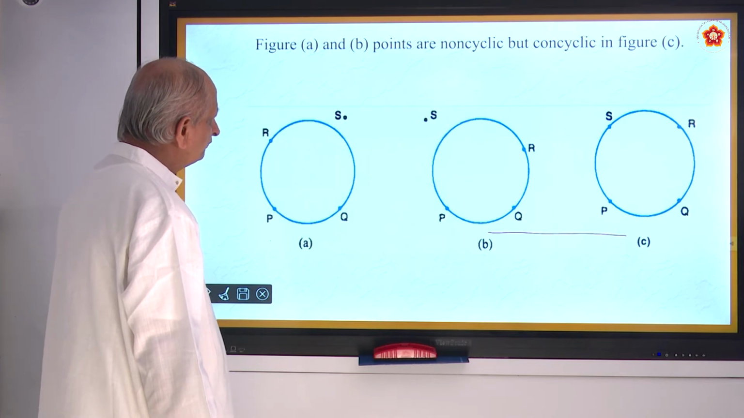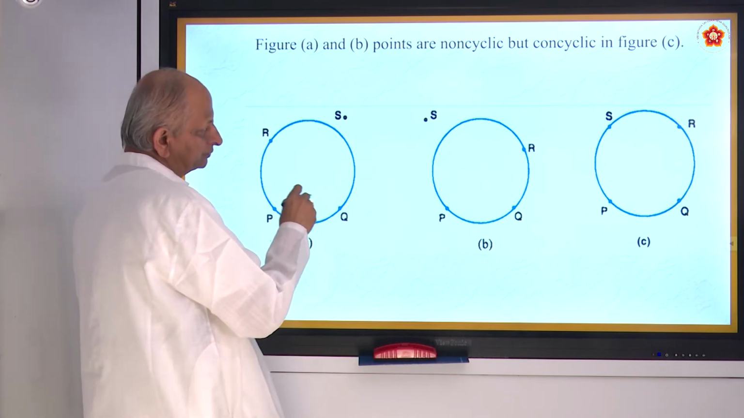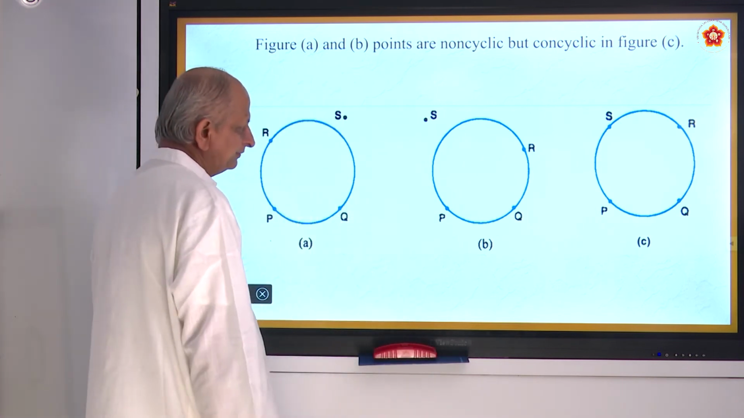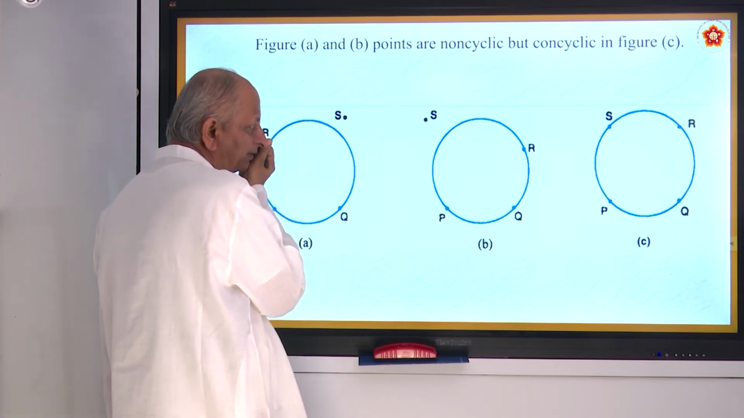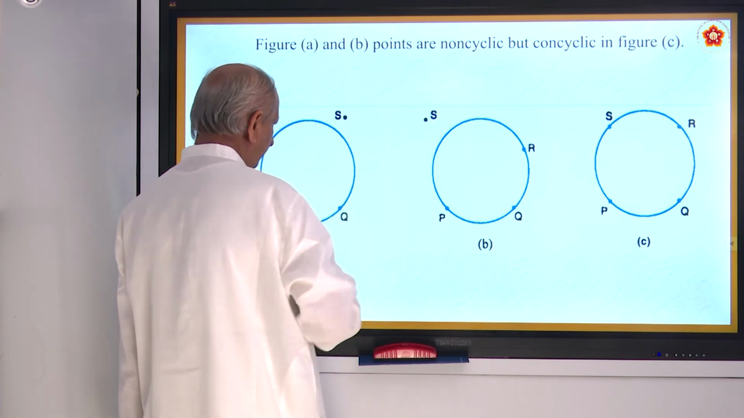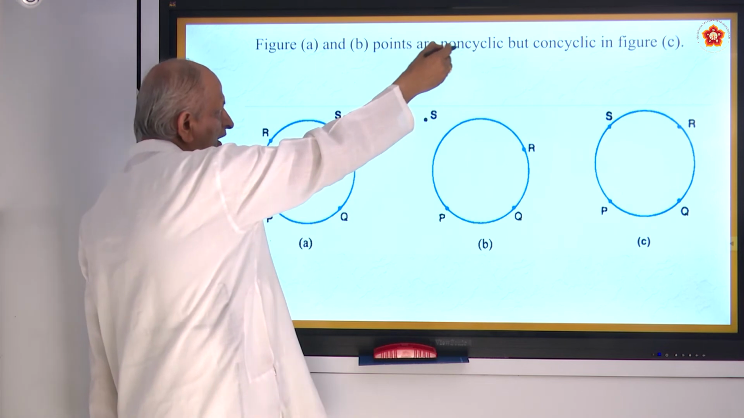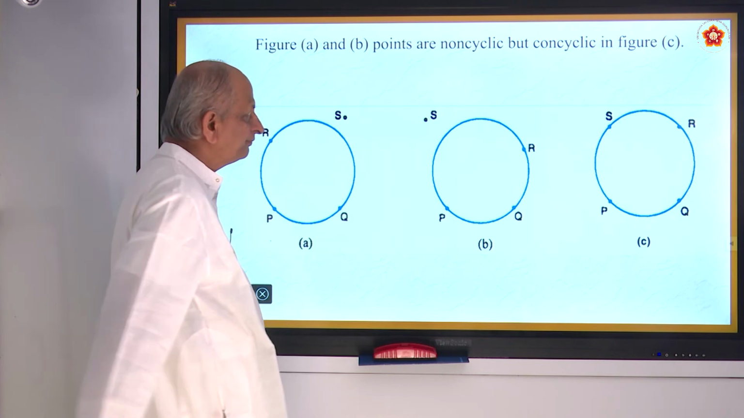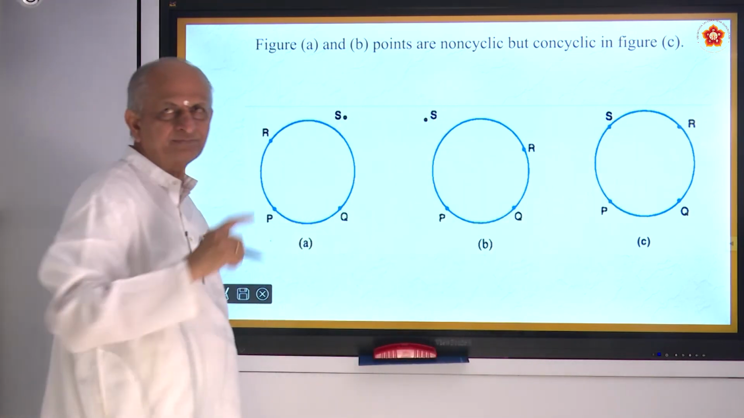So, for example, here, this is called what we call concyclic points. Figure C. Here, these are non-collinear points. And it is non-concyclic also because the S point is away. It may be like this also. So, A and B are called non-cyclic. Why is it non-cyclic? S is outside. But this is called concyclic because S is inside.